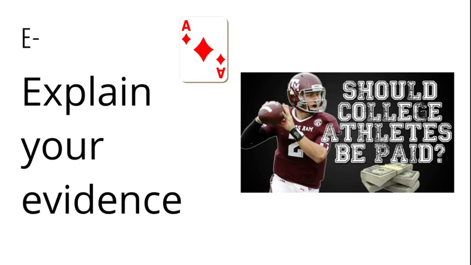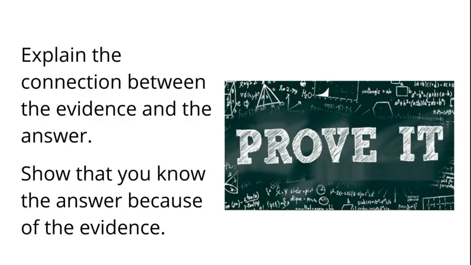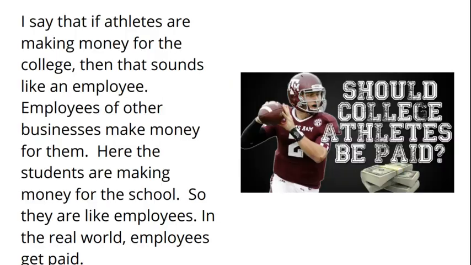Now E, time to explain. Explain your evidence. Explain the connection between the evidence and the answer. Show that you know the answer because of the evidence. Here's an example. I say that if athletes are making money for the college, then that sounds like an employee. Employees of other businesses make money for them. Here the students are making money for the school, so they are like employees. In the real world, employees get paid.